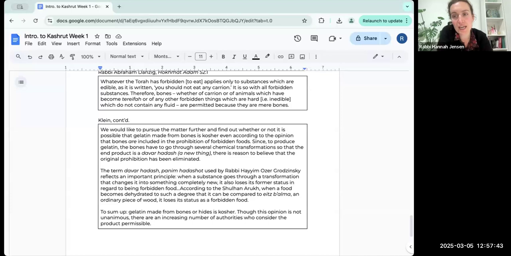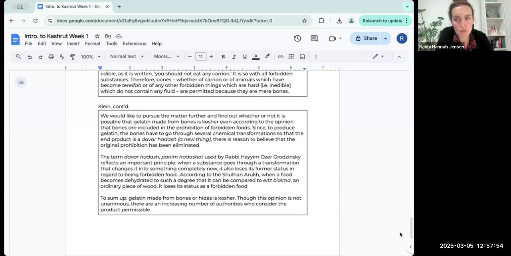This is actually a halachic category, a Jewish legal category of something new, that there's reason to believe that the original prohibition has been eliminated by that point, which also goes to Jessica's point about something being so removed from the thing that it actually is something else. The term davar chadash, or panim chadashot, which originally is used by Rabbi Chaim Ozer Grodzinski, reflects an important principle. When a substance goes through a transformation that changes it into something completely new, it also loses its former status in regard to being forbidden food.